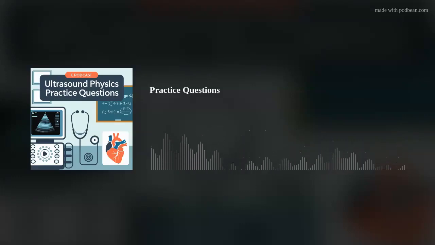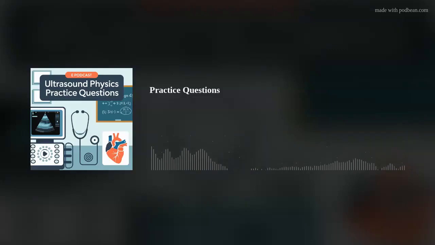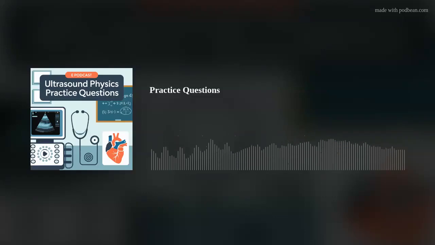Doppler is all about detecting changes in frequency that happen because things are moving. Think about the sound of a car horn as it passes you. The pitch changes, right? That's the Doppler effect. In ultrasound, we use this to figure out how fast blood is flowing. Basically, the faster those blood cells are moving, the bigger the frequency change we pick up.